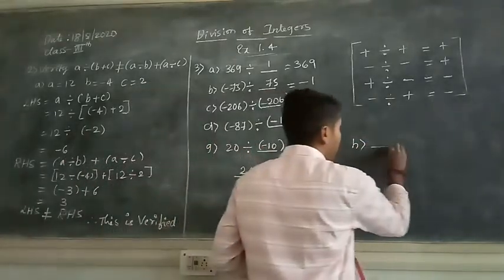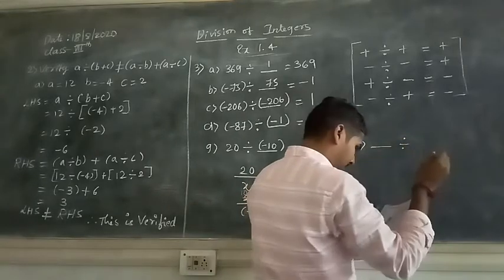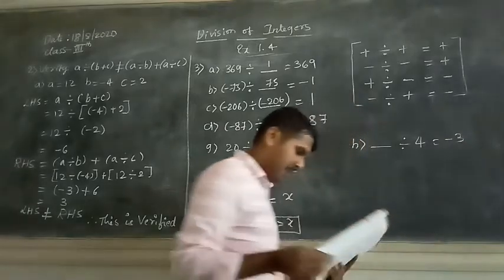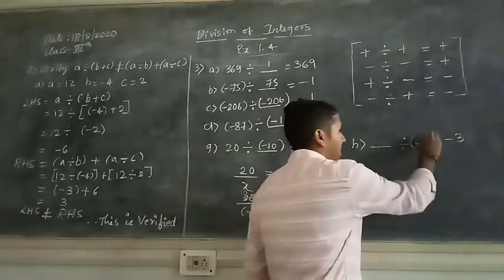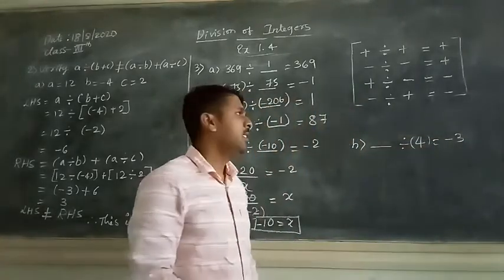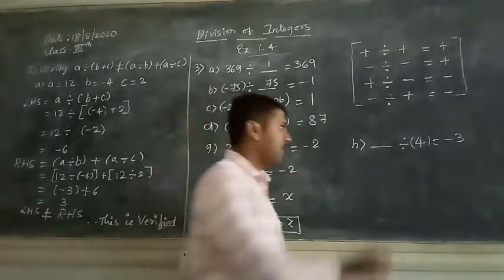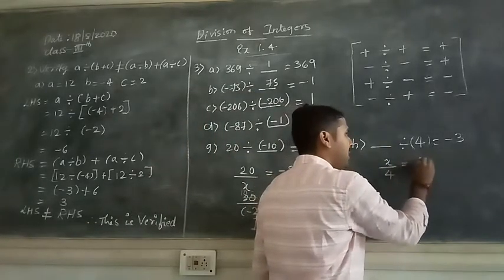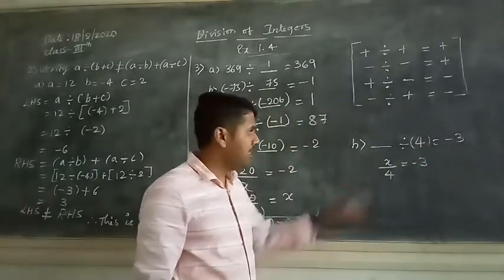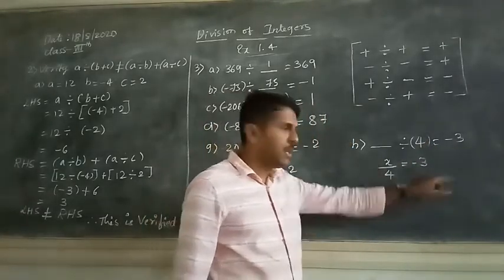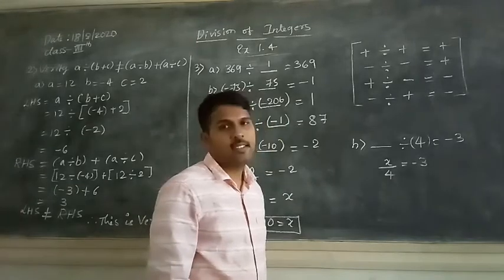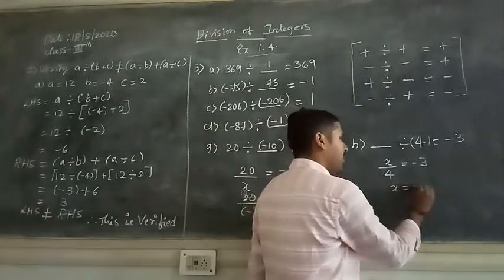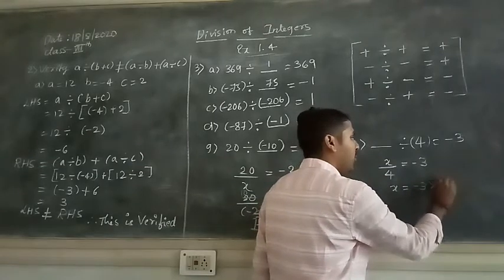Blank divided by 4 equals minus 3. They given it, right. So how to solve this one? Again, if you don't know this one, take it as x. x divided by 4 equals minus 3. You want the x value, no? So shift this 4 to RHS. It goes to the numerator, no? That is x equals minus 3 into 4.